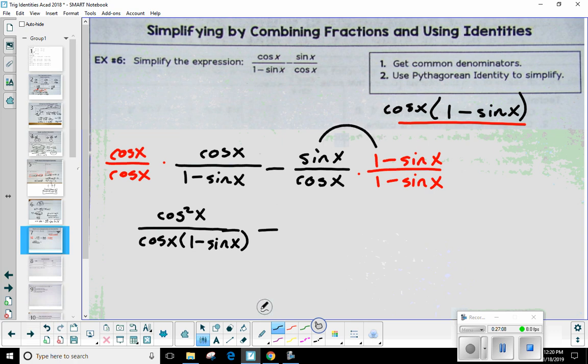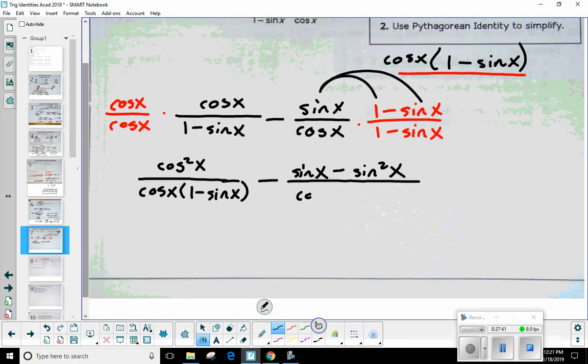So what is sine times 1? Sine. Okay. So I'm going to set up this other fraction over here. So sine times 1 is sine of x. Now what's sine times a negative sine? There you go. Negative sine squared x. And what's this going to be over? Okay. Cosine of x, 1 minus sine x.